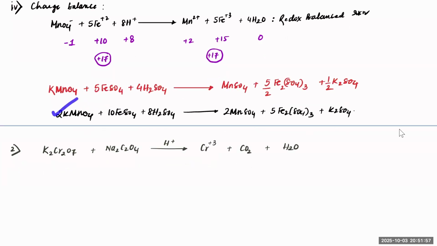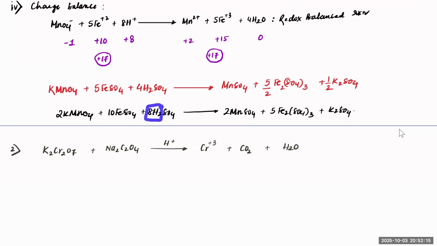You can see 2 potassiums are balanced, 2 manganese are balanced. Check out sulfates, how many we have? 8 plus 10, total 18 sulfates. Here there are 2 sulfates, here there are 15 sulfates. So 17 plus 1, 18. So all the sulfates are also balanced.